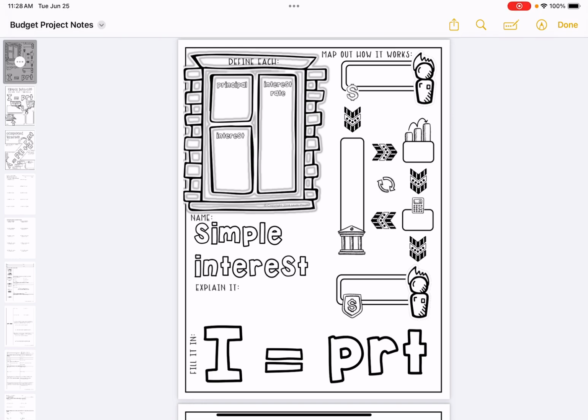All right, today we're going to be in the budget projects notes packet, and we're going to be looking at pages 1 and 2, which has to deal with simple interest. So the first thing that we have to do is define a couple of terms so that we know what they mean in the formula.